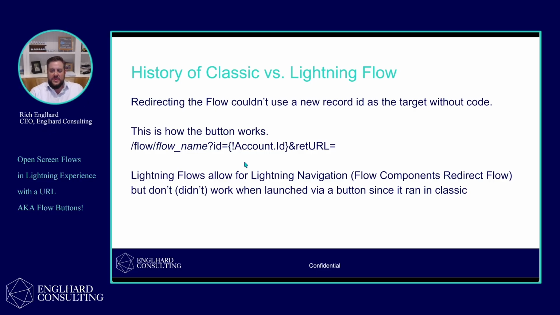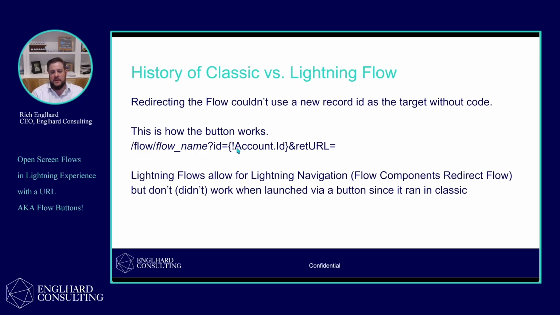So with the history of Classic versus Lightning and the URL with Flow, Classic flows only worked through a URL button, right? So this is kind of how it worked. You'd have your flow name, then the ID, which would be account ID and return URL. You'd send this into the flow, and that's how you would launch your flow back in the day.